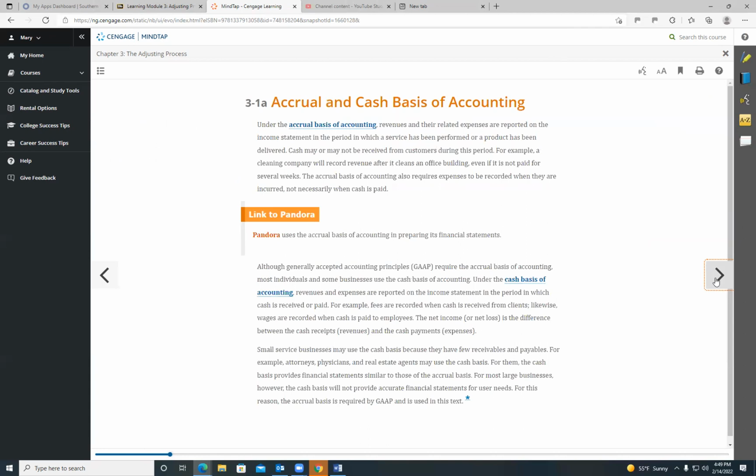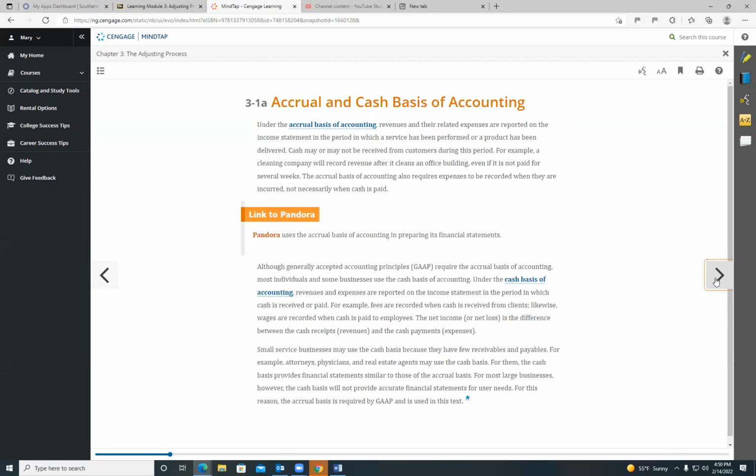So under the accrual basis of accounting, revenues and their related expenses are reported on the income statement in the period in which the service had been performed or the product had been delivered. Basically, this means that when you actually perform the service, you've earned the revenue, regardless if you've been paid or not. So what happens is you get to record the revenue to the ledger, but since you weren't paid for it yet, you put it to an account such as accounts receivable. And this is to make sure that the total amount of revenue you've earned for that month is recorded in the month you earned it.